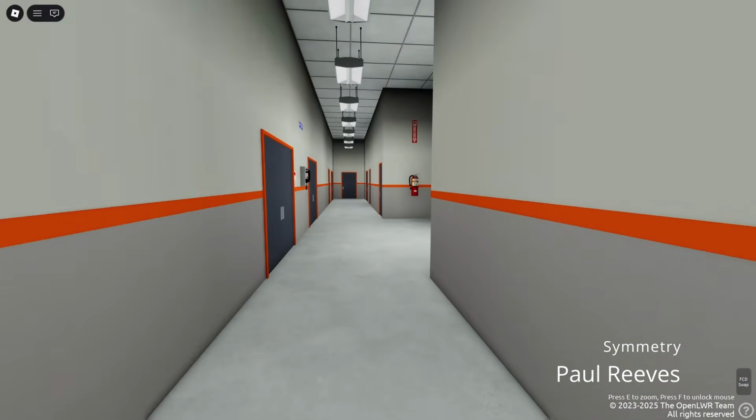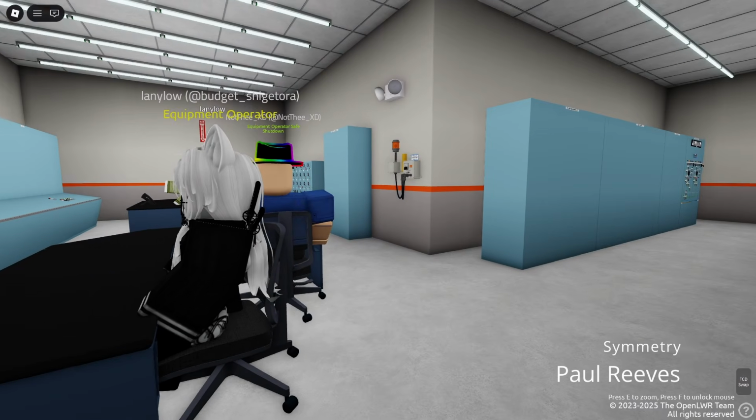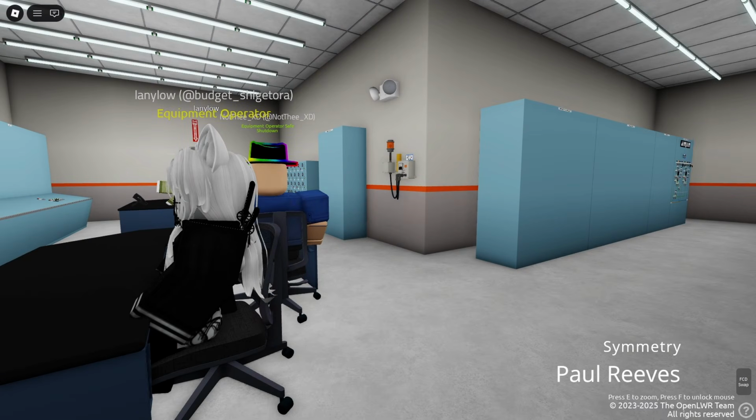Operators are currently sitting at their positions. The plant is base loaded. Everything is nominal, but that will change shortly. Now, sit tight and enjoy the simulation.